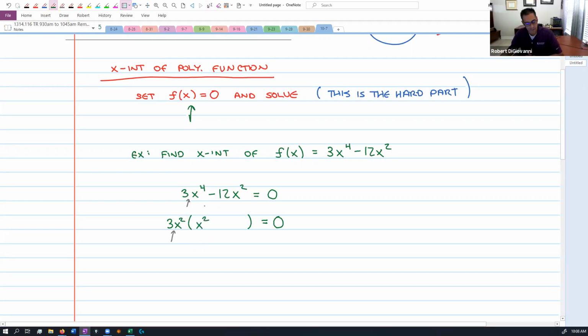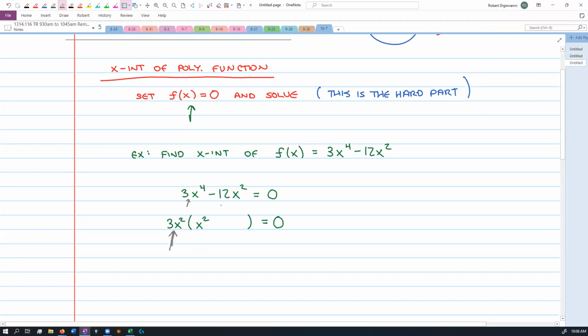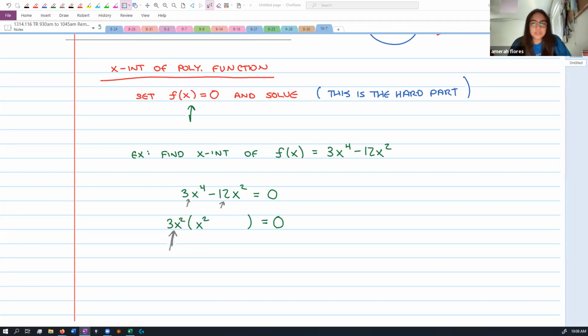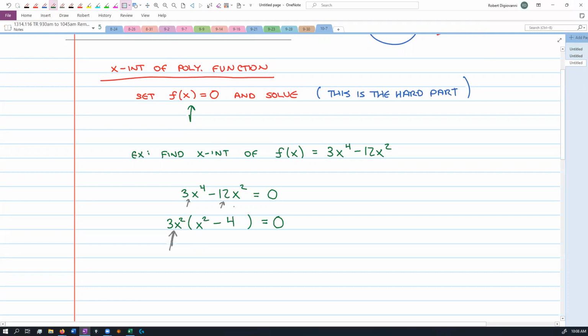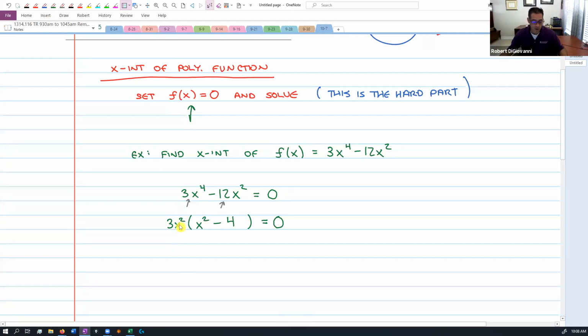Okay, great. And now I play the same game and I say, okay, what do I need to multiply this by in order to get this? 4. Negative 4. Good. Negative 4. Now, if you're unsure whether or not that worked, you can always distribute this through. And if you distribute, you should get this back. All right. That is our first step. Let's pull that GCF. So from here to here, I did GCF.